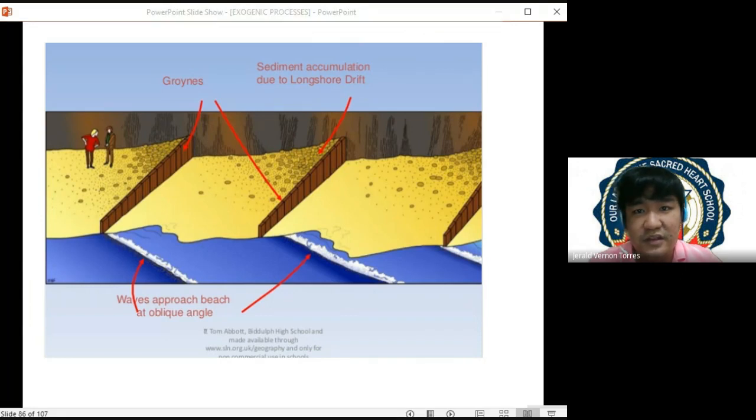And the question is, how can we manage this? How do we manage our coastal erosion? So let me show you a video that explains how to manage coastal erosion. Because if you imagine, it's quite difficult to manage a coastal area for a while.